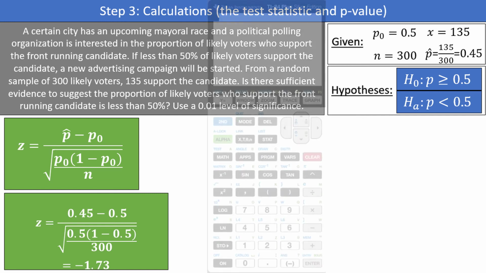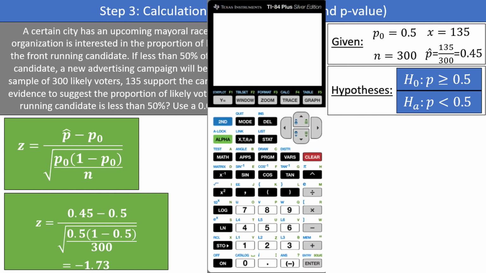In the TI-84 calculator, or any scientific calculator, type open parentheses 0.45 minus 0.5, close parentheses, divided by the square root of 0.5 times, open parentheses, 1 minus 0.5, close parentheses, and then divide by 300. And potentially close parentheses one more time if your calculator doesn't have the square root image like mine does. We get negative 1.73, rounded to 2 decimal places, for the test statistic.